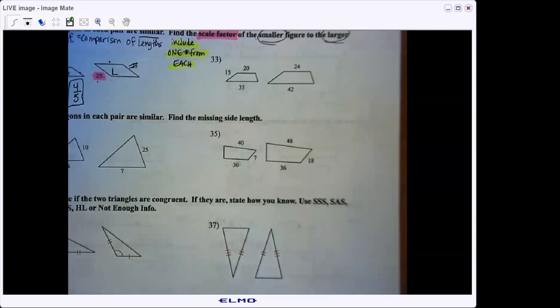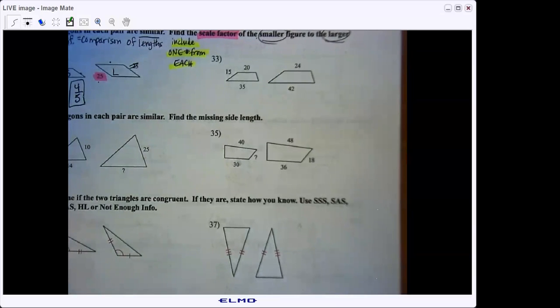So if you're just joining us, I'm glad you made it, but we are continuing the review from yesterday. We're on number 33.